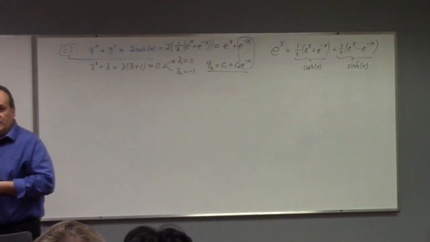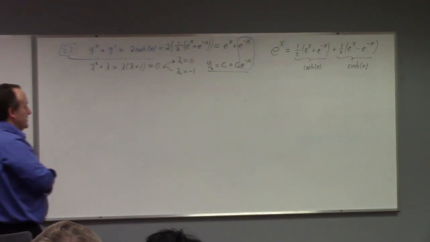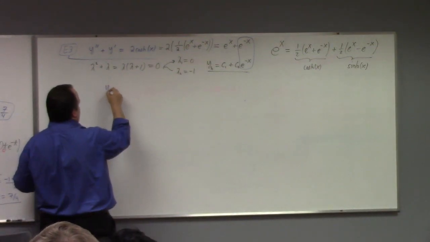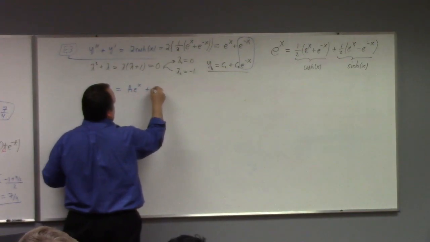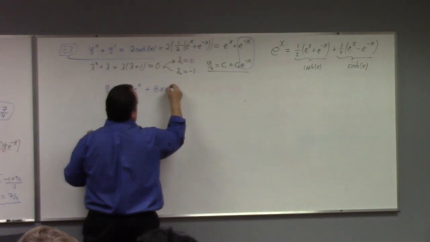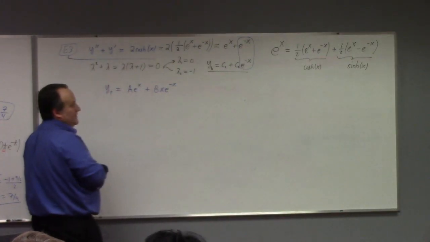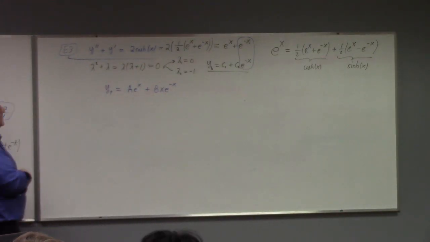Right, I have to adjust the particular solution to reflect that reality. So the particular solution here, I would write down like this: a e to the x plus bx e to the minus x, because that part overlaps. And that should work for me here. Let's work it out.